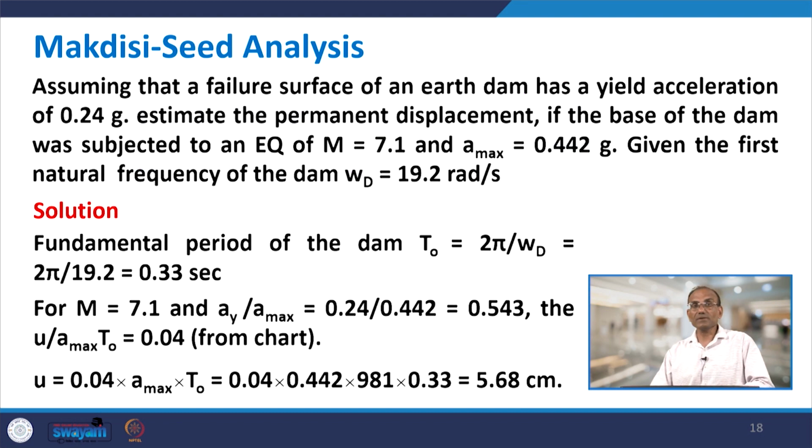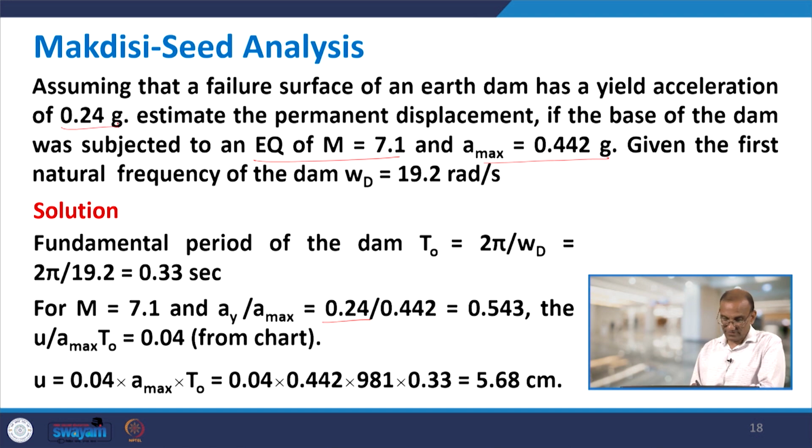A small example on using the Makdisi and Seed analysis. The data is given, assuming that a failure surface of a dam has the yield acceleration equal to 0.24 g. So, the value of AY is given to you as 0.24 g. Estimate the permanent displacement for an earthquake of magnitude 7.1 and for the value of A max equal to 0.442 g. So, A max is given, AY is given.